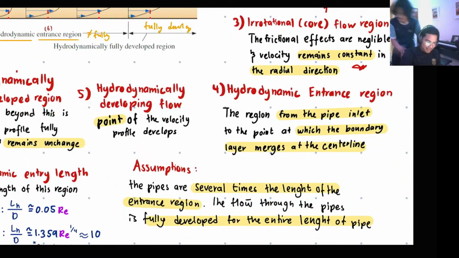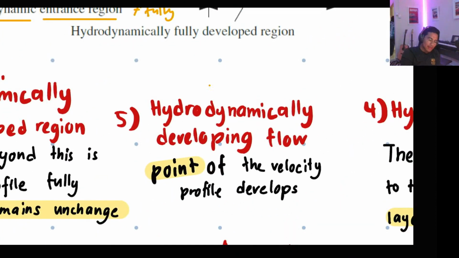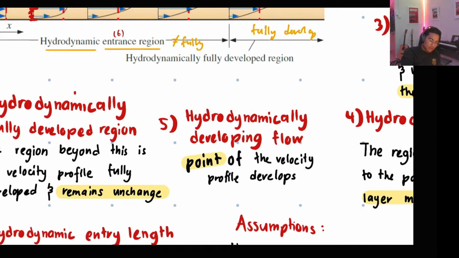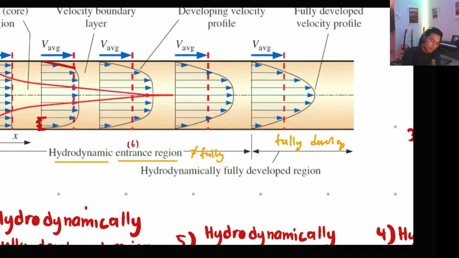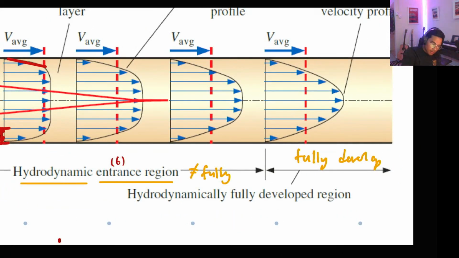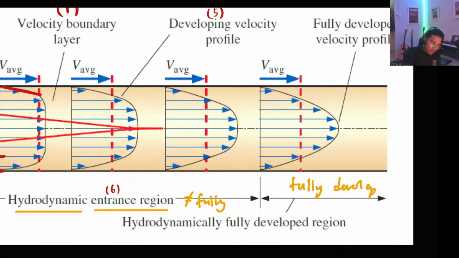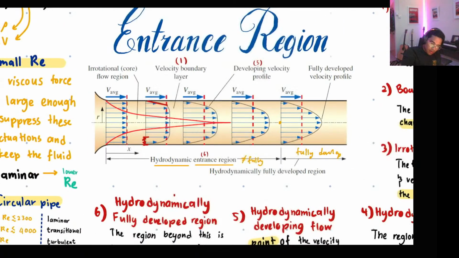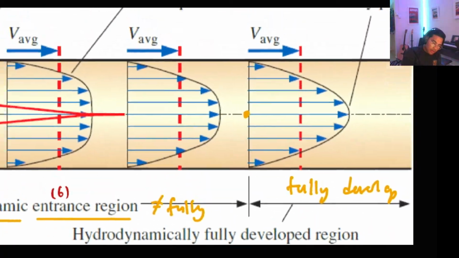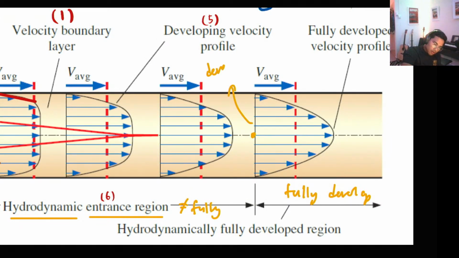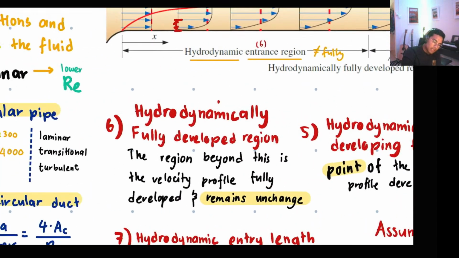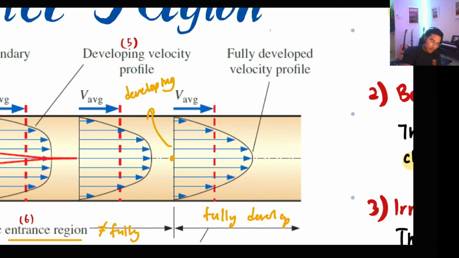Number 5 is hydrodynamically developing flow. This is the point where the velocity profile develops. This one is the point. Developing flow. Number 6 is the hydrodynamically fully developed region, which is this one.